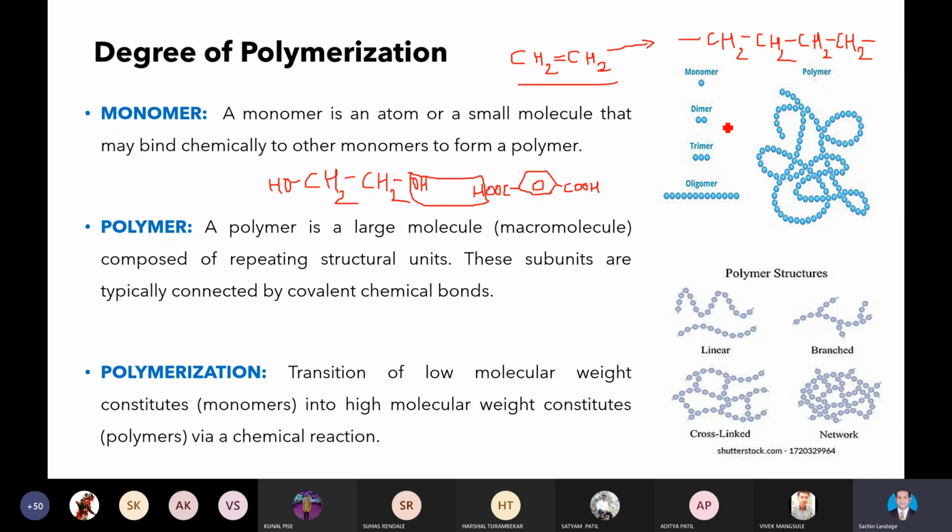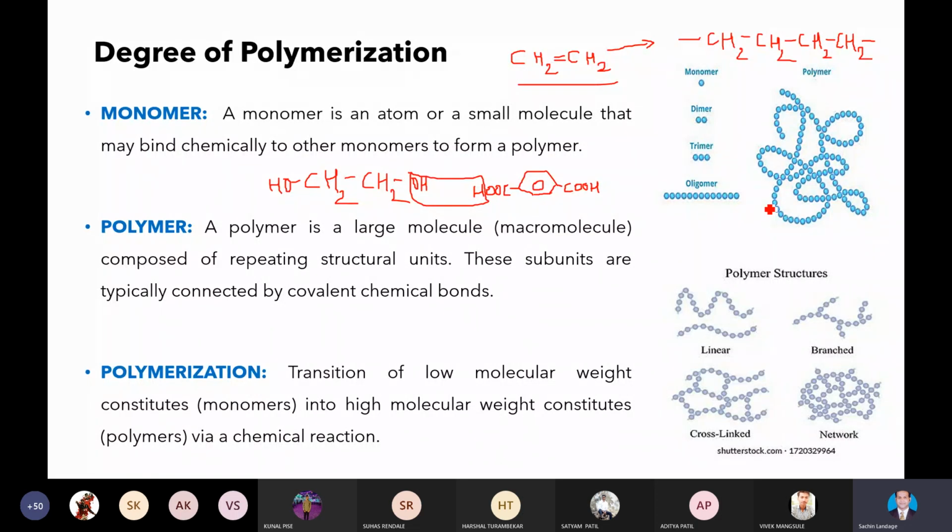Now in between these there are a few things we are going to get. When two monomers come together, we get a dimer. If three come together, we get a trimer. And likewise, if you get multiple, in the range of 8 to 10, that is called oligomers. Oligomers are nothing but low molecular weight polymers, and they create problems during processing also.